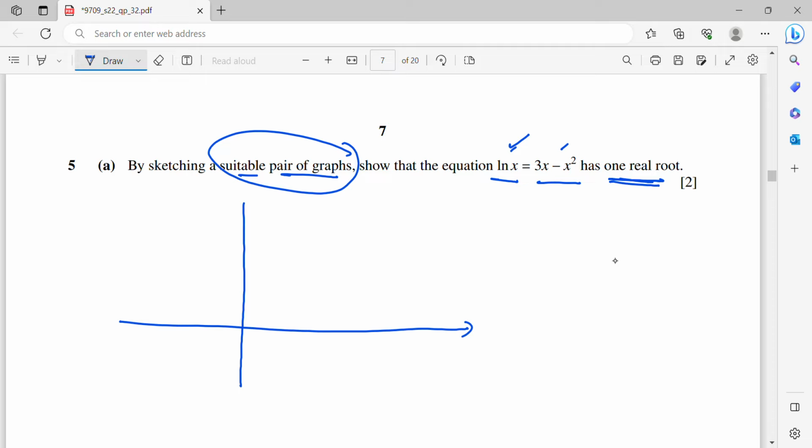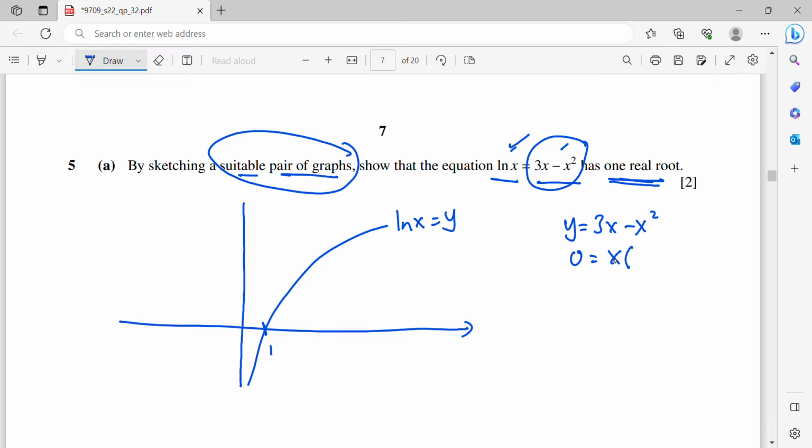So we know that ln x is in this shape. Here is 1. Right? So when you need to sketch a quadratic graph, y equals 3x minus x squared, you let y be 0. Then I can factorize the x. You will get x times (3 minus x), which means x equals 0 and x equals 3, the y will be 0.